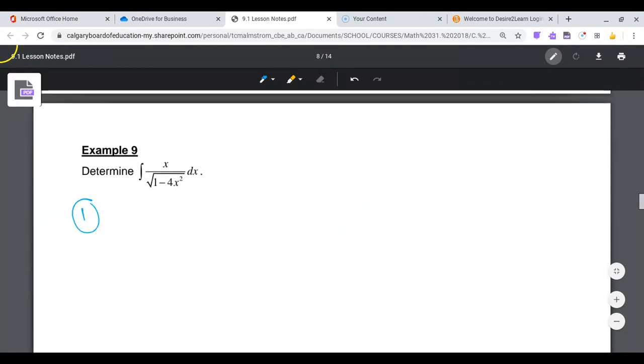Okay, so this one's got more going on. Let's see. Underneath the radical is where I'm going to find my u. So let u equal 1 minus 4x squared. So we're going to take the derivative of that. du/dx is equal to, the derivative of 1 is 0. The derivative of negative 4x squared is negative 8x. And then we will rearrange.